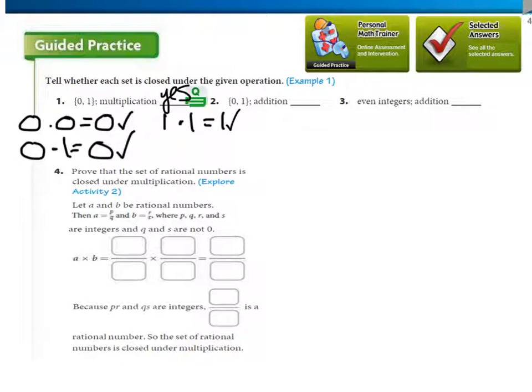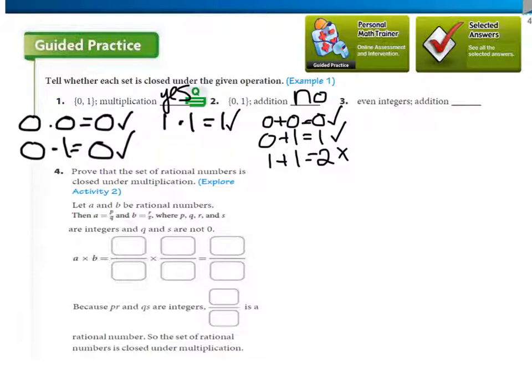Okay, we have that same set, but now with addition. So I first start by going 0 plus itself, which is 0. Then I go 0 plus 1, which is 1. But then when I move to that 1 and I add it to itself, I get 2. 2 is not part of that number set, so it is not closed under addition.